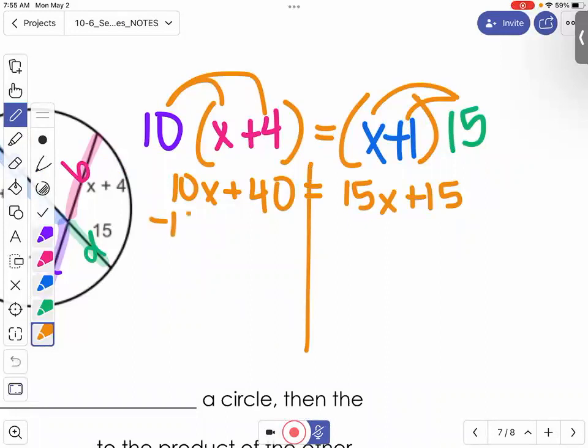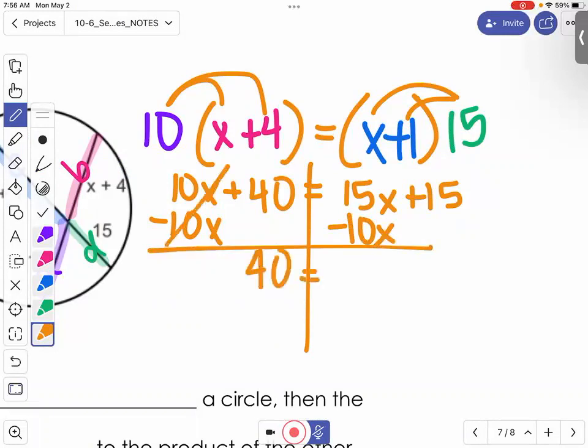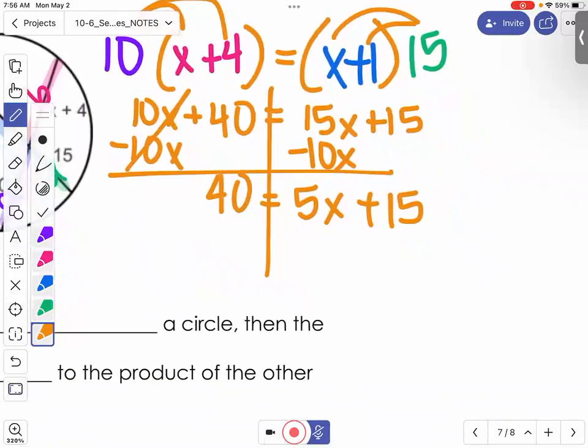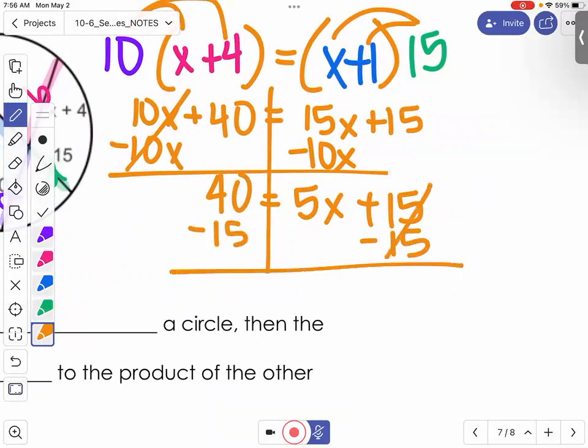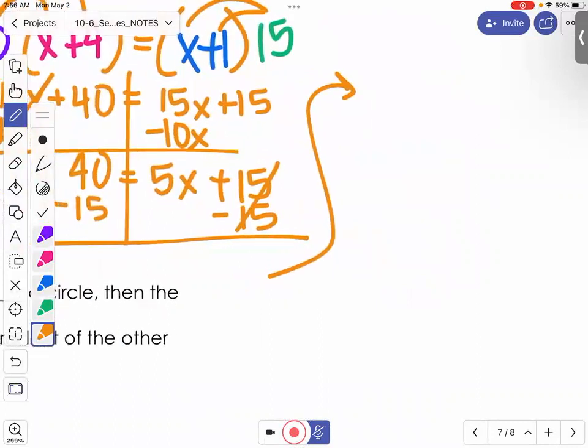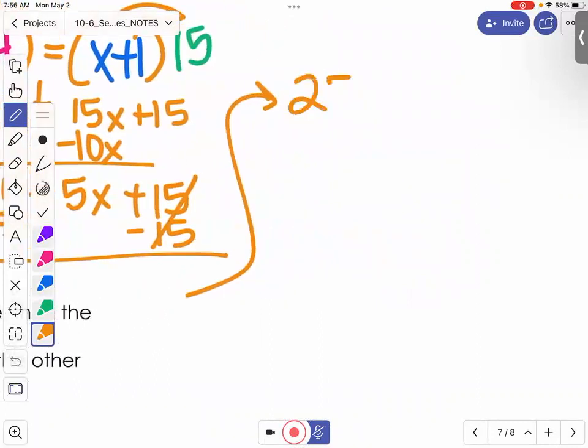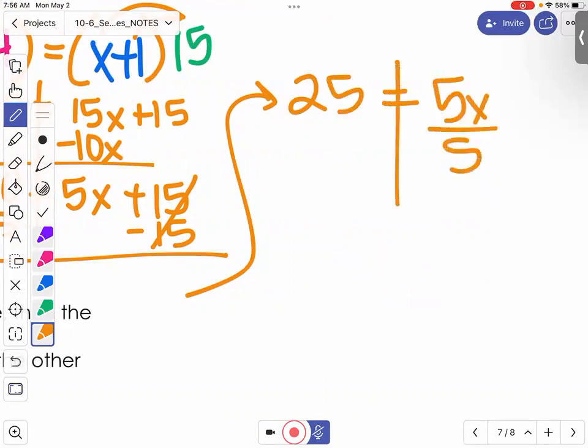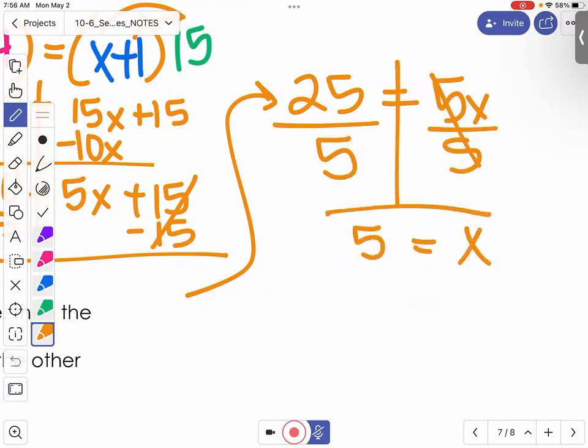I'm going to start by canceling out the smaller variable first, so minus the 10X from both sides. So my 40 is equal to 5X plus 15. Now we can subtract that 15 from both sides. So now 25 will equal the 5X that's left. Divide out that 5, and my X is 5. 25 divided by 5.